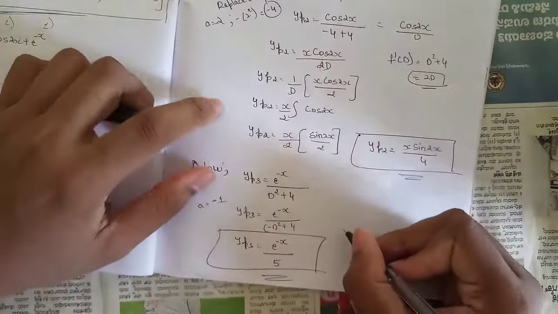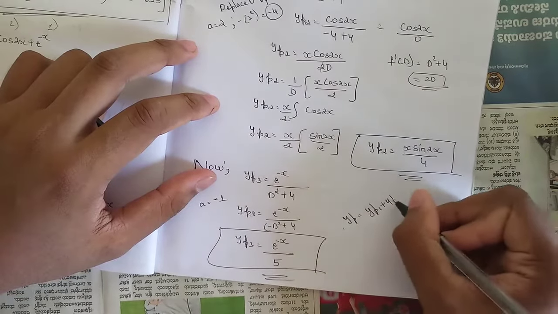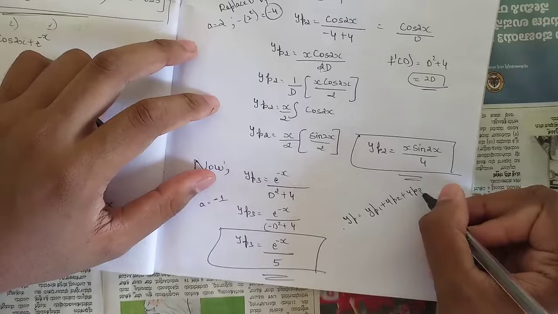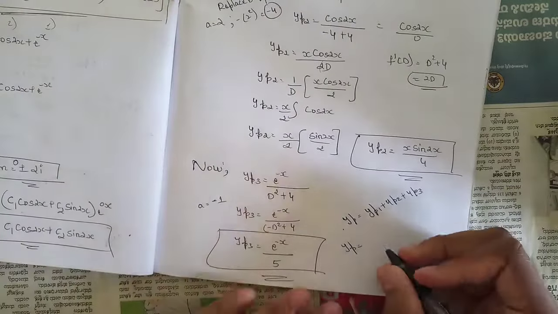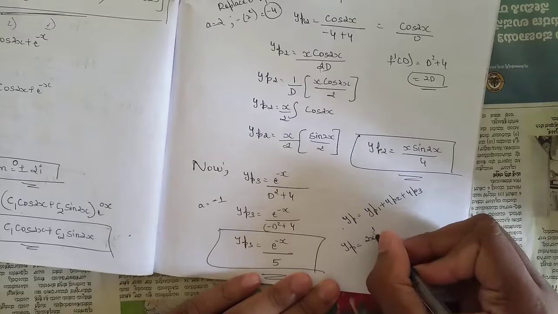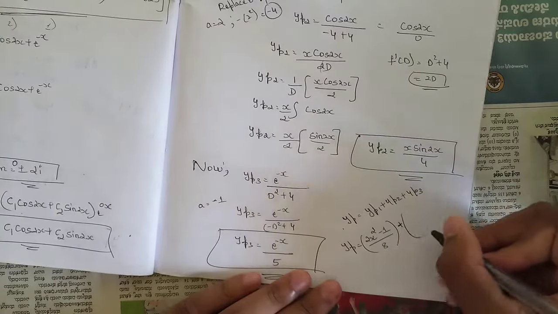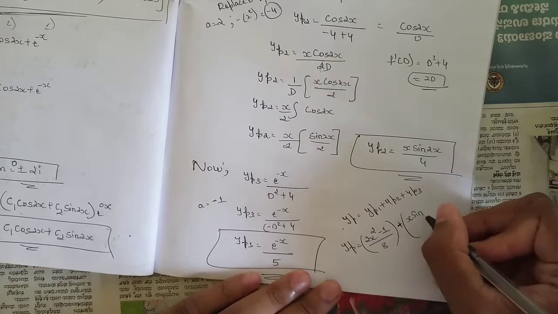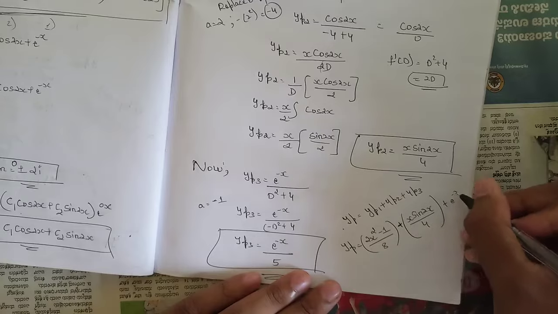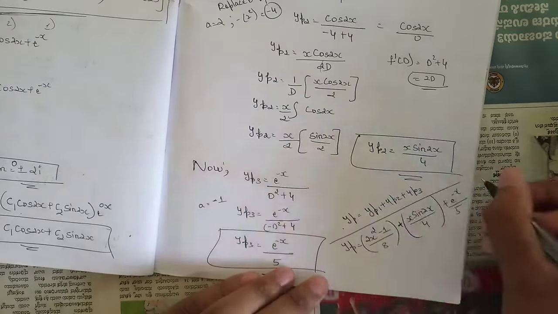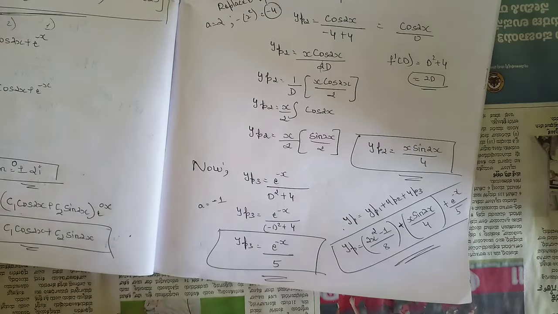So our final yp we get as yp1 plus yp2 plus yp3. So our yp is, yp1 we got as 2x square minus 1 by 8, and yp2 is x sine 2x by 4, and yp3 is e power minus x by 5. So this is your particular integral.